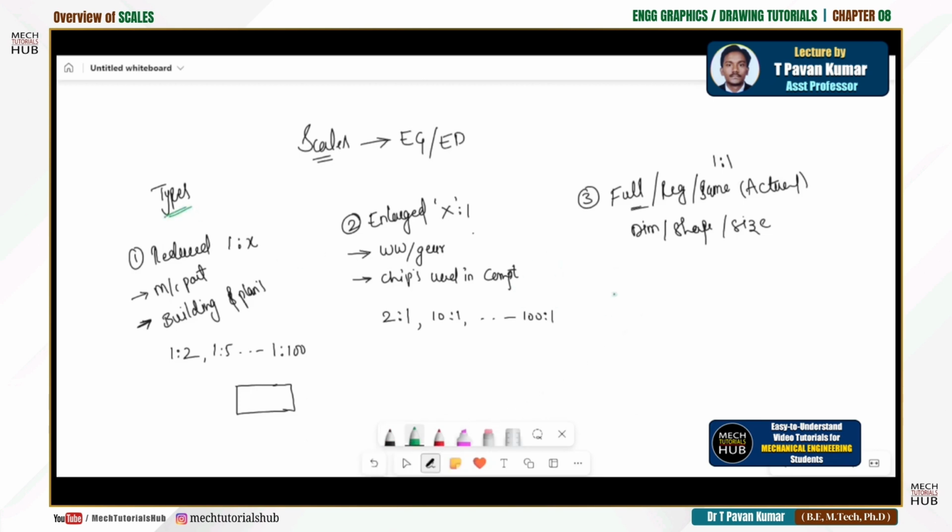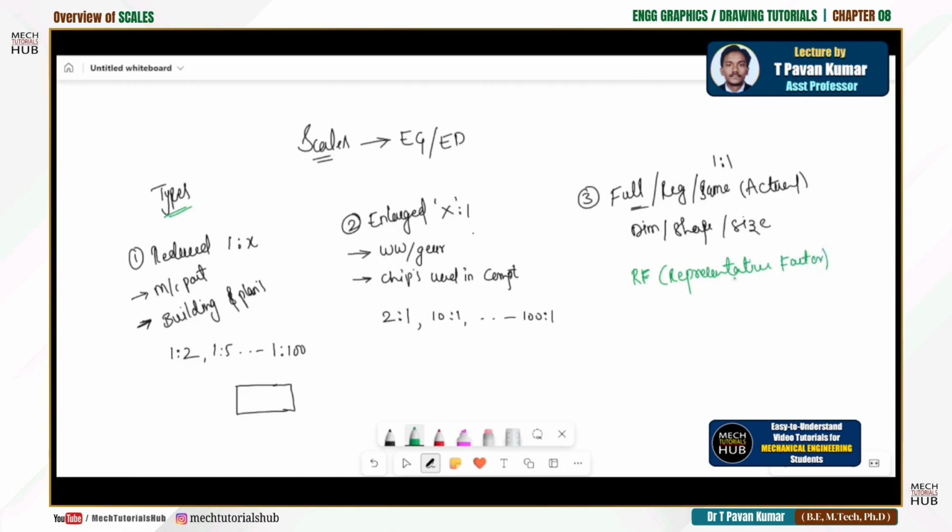Now, coming to the scale, one word comes into the picture, which is called representative fraction. Scale is also the same as RF only. Representative fraction is always represented with RF in short. RF is nothing but representative fraction. This RF is very important.